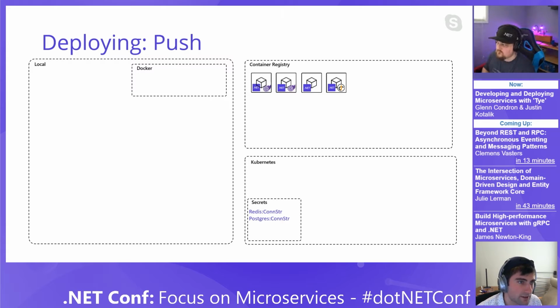This can be any container registry like Docker Hub. It could be Azure Container Registry. There's many different options. You saw the Google Cloud one earlier with Kelsey's talk.